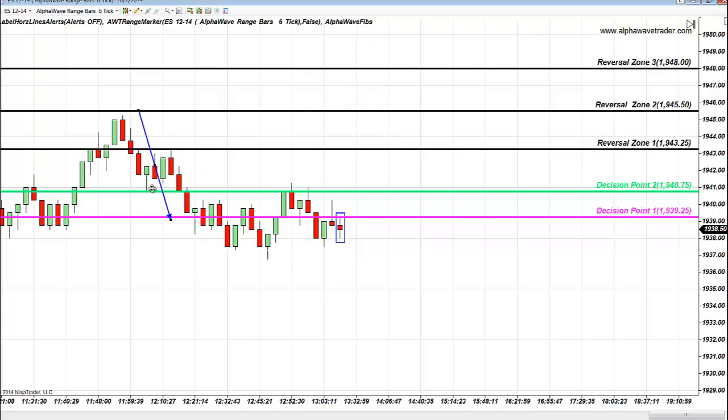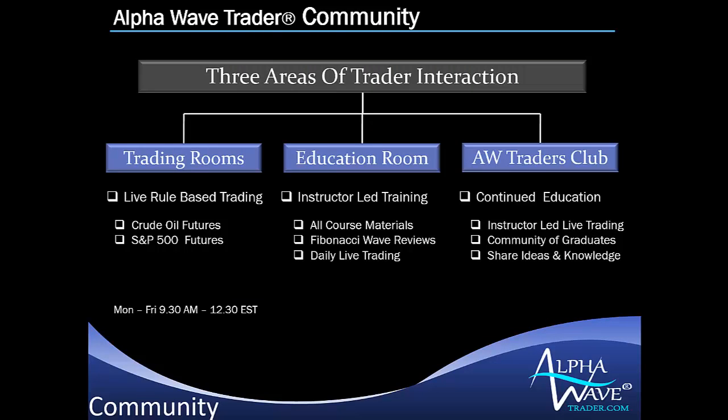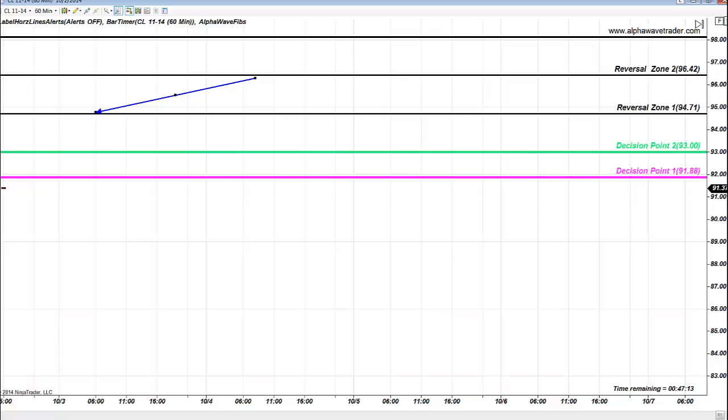Is that clear? That's a short that came from the reversal zone on the 6 range S&P. Next question, CL 1 hour. Pedro? Let me bring up CL 1 hour. I believe I already highlighted that a couple of times. Let me know if you're clear about CL 1 hour.